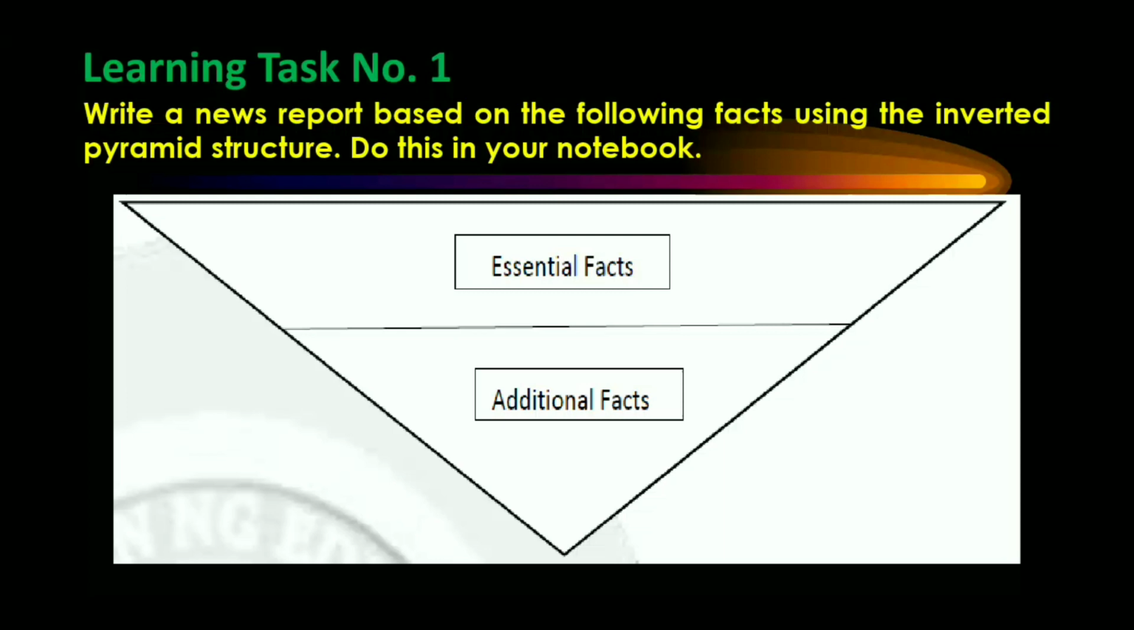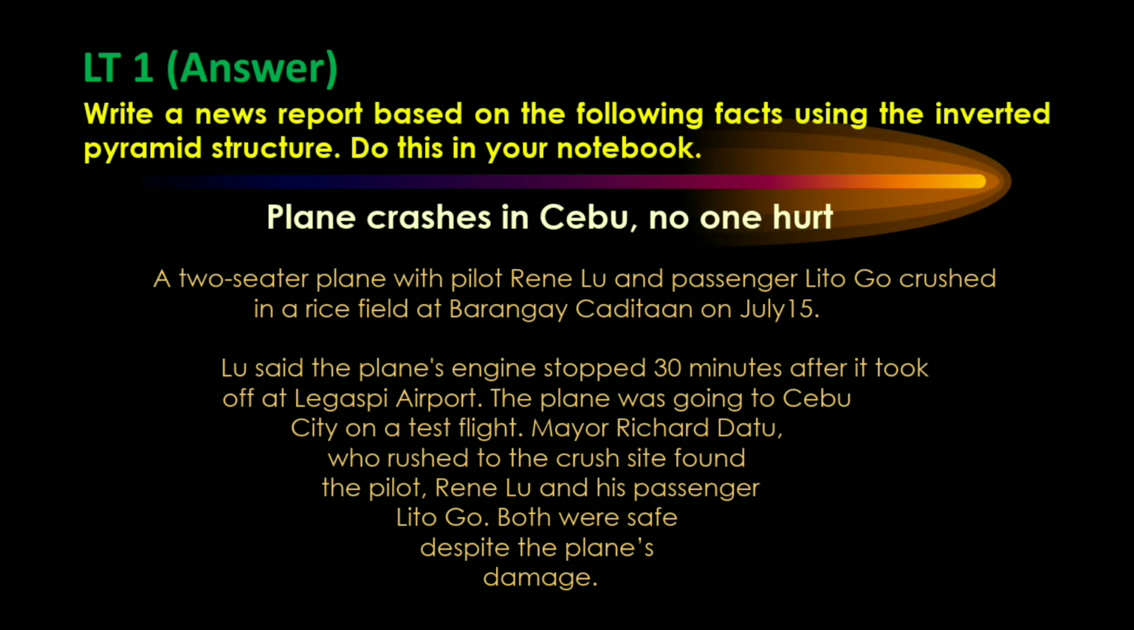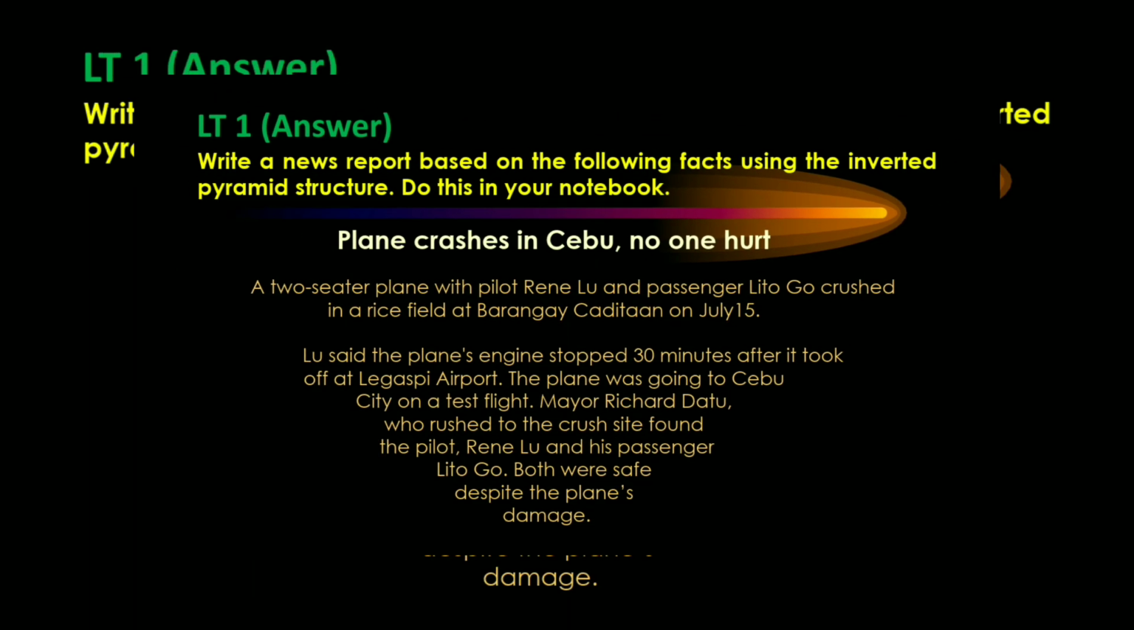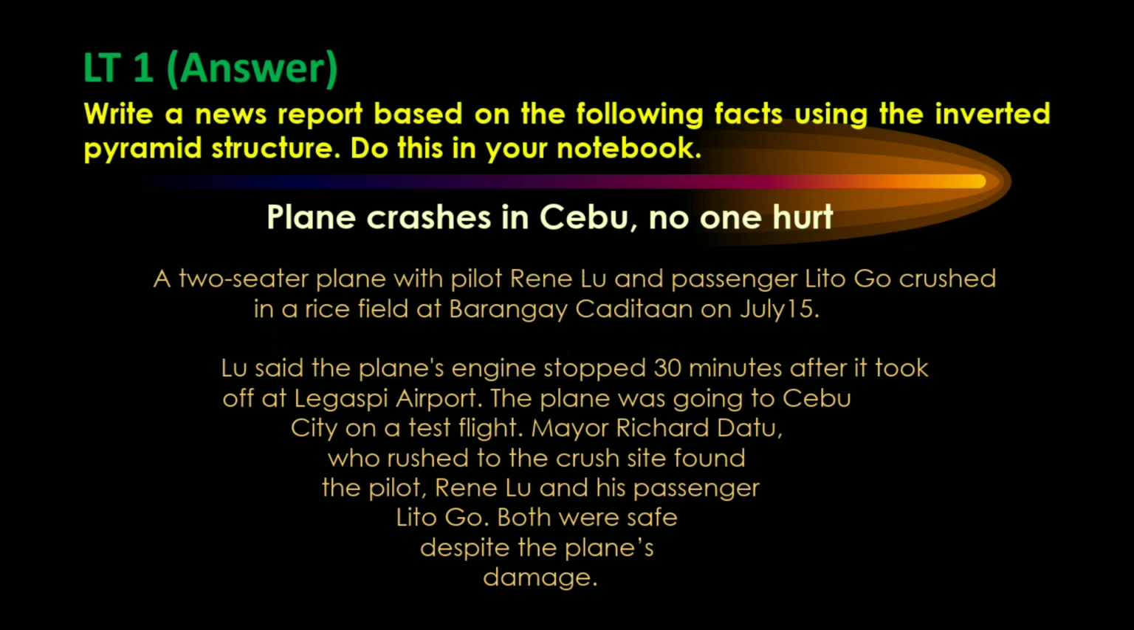Okay, so let's check your answer. So as I have said a while ago, you should write the news report using the inverted pyramid structure. So this is how it looks like. Okay, so on top is the title, Plane Crashes in Cebu, No One Hurt. And the primary lead answers the WH questions who, what, where, and when. Below the primary lead is the details or the particulars.